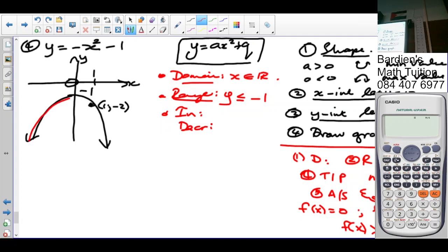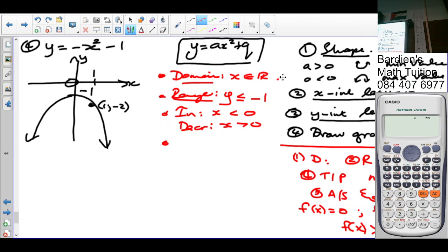X is less than 0, the graph is increasing. Did you see that before? So x is less than 0. Where is it decreasing? X is more than 0.